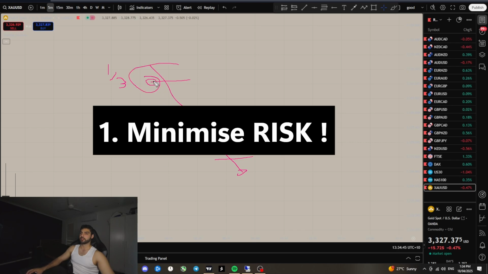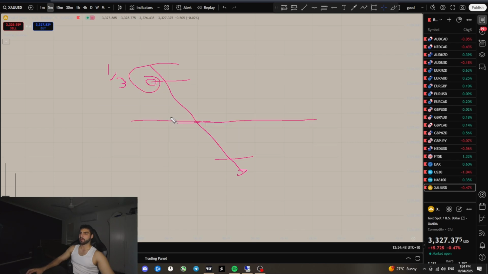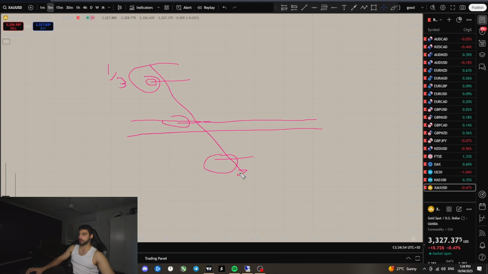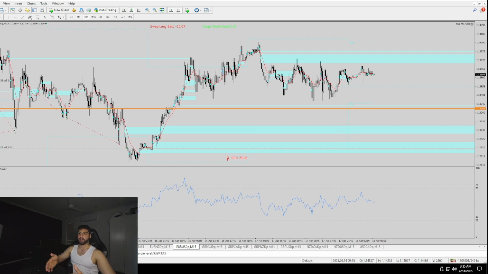What does that do? You have a smaller lot size up the top and then bigger lot sizes at the bottom. So that's also going to bring your average price closer to where price is currently. So when we do have that snapback we're expecting, you can get into break even and then profit even quicker. Okay, so that is the gist of it.